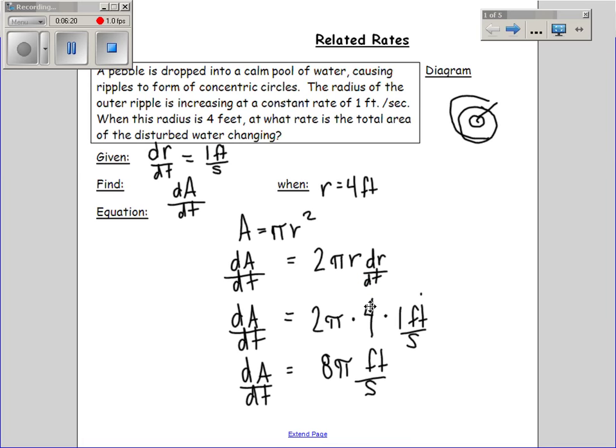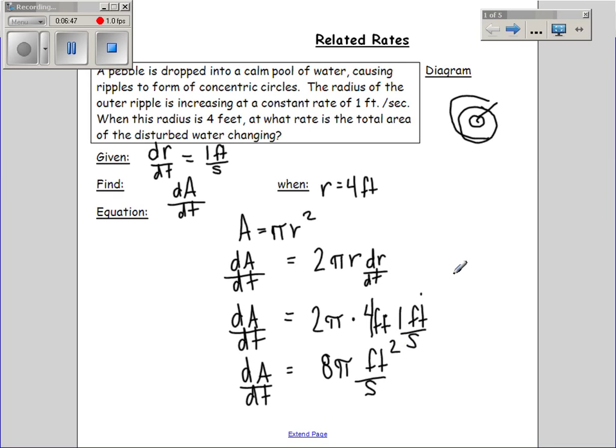Here we go. We have a radius of 4 feet. So when we multiply 4 feet times 1 foot per second, we actually end up with feet squared per second, and that should make sense because we are changing an area. Area is squared, so we have 4 feet squared, or 8 pi feet squared per second. And we now know our change in area, and we are done with this problem.